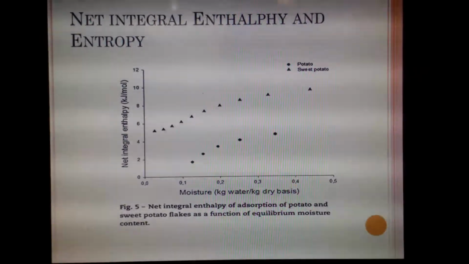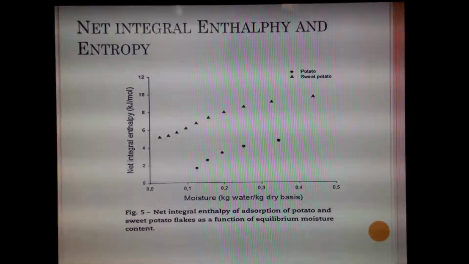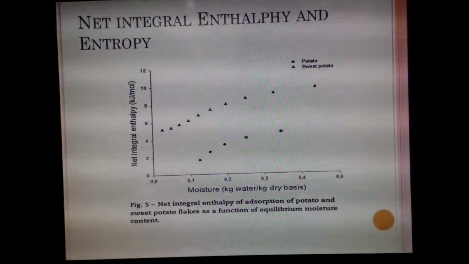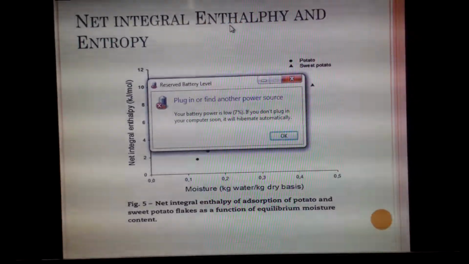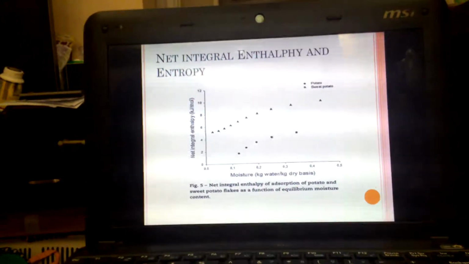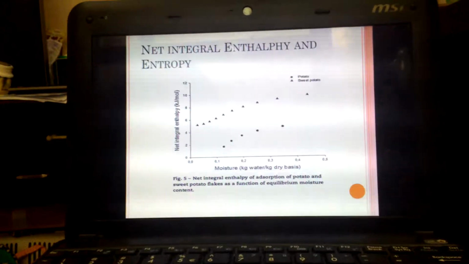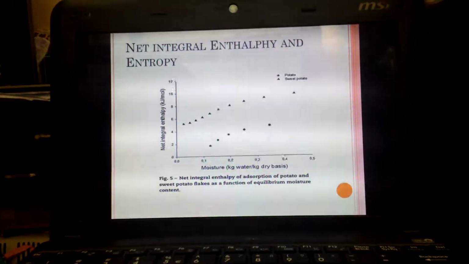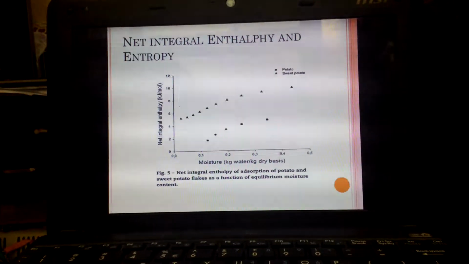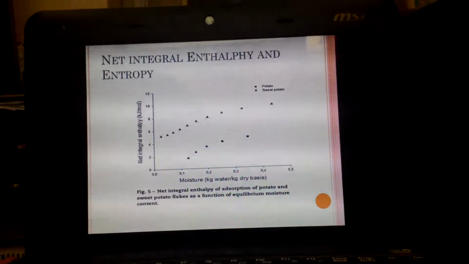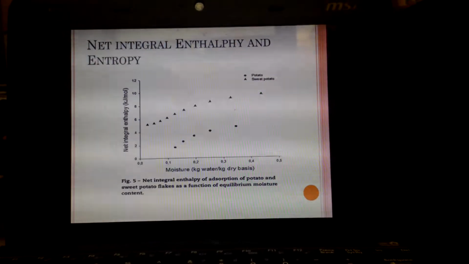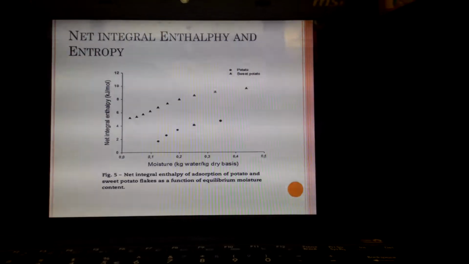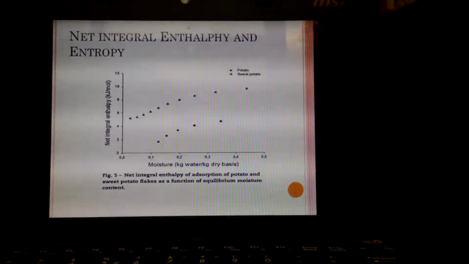So for the net integral enthalpy and entropy, the values for net integral enthalpy increased with moisture content. It was due to the fact that at low moisture values, the water is adsorbed at the more accessible sites on the external surface of the solid. With the increase in moisture content, the material swells up, thus opening new high energy places for the water to bind, such that the net integral enthalpy increases until the stronger binding sites are covered.